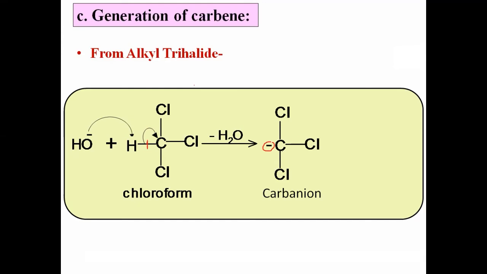Now this carbanion again loses 1 chlorine. यामधून आणखीन काय होतं, या बॉन्डचं ब्रेकिंग होतं. This electron pair goes towards chlorine and Cl minus is lost. Carbon now has 2 chlorines.